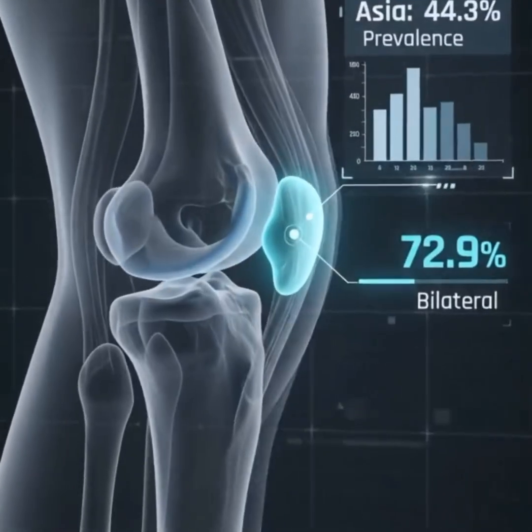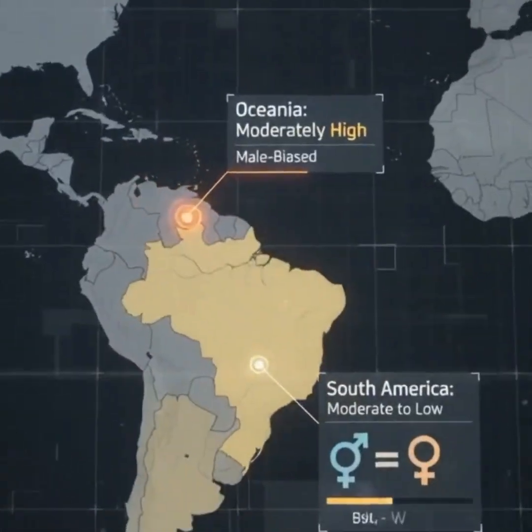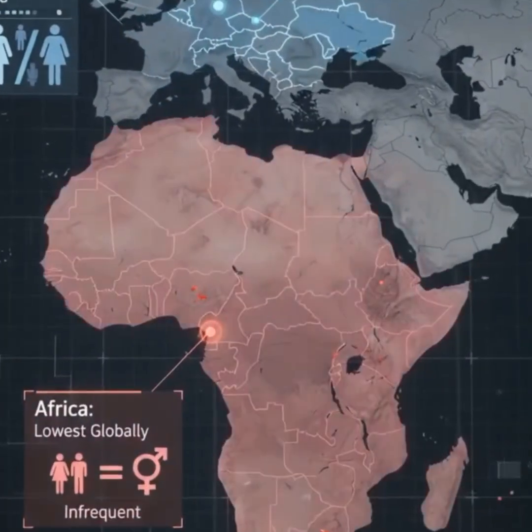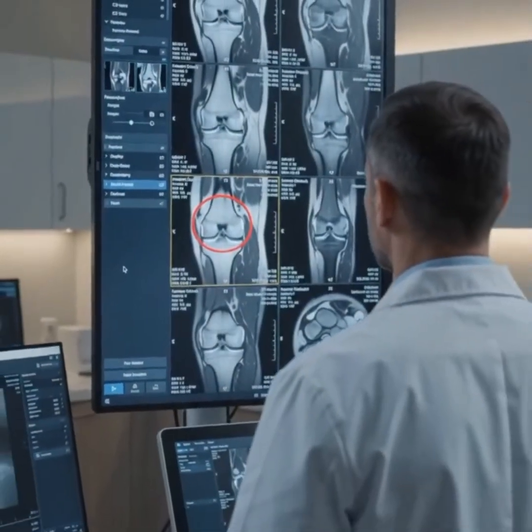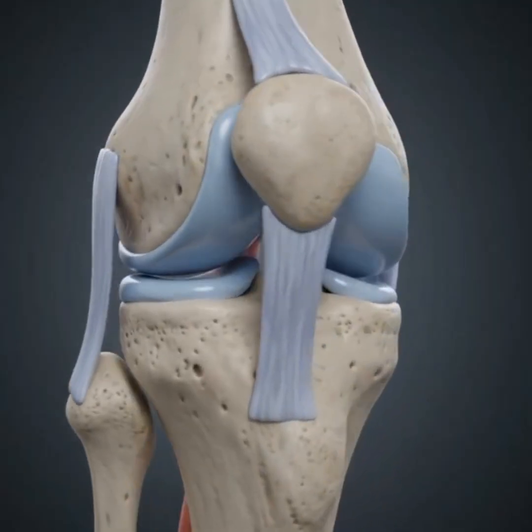Asia shows the highest fabella prevalence. Rates are moderate in Oceania. Europe and Africa show the lowest. It is tied to ligament thickening. This affects knee interpretation.